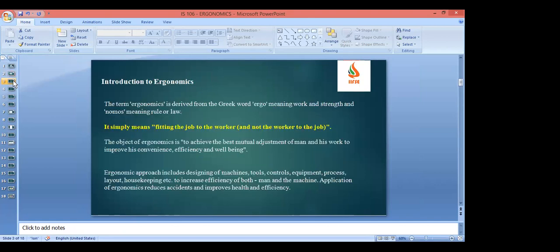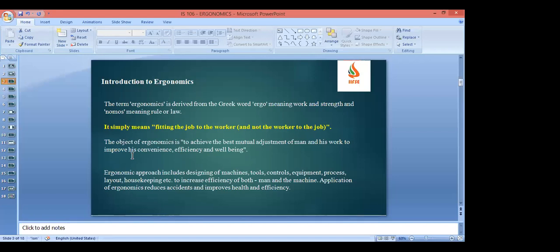Okay. The term ergonomics is derived from Greek words: ergo, which means work, and nomos, which means norms, a rule or a law. How a work rule has been designed, or how a workplace has been designed. Simply, it means fitting the job to the worker and not the worker to the job.